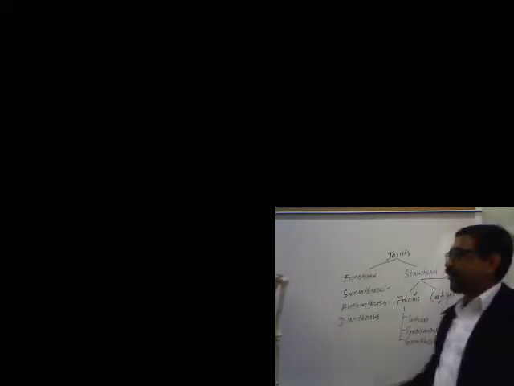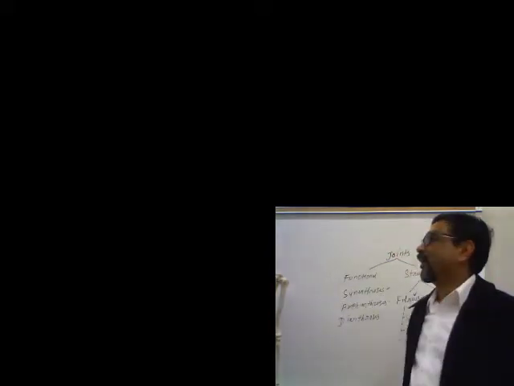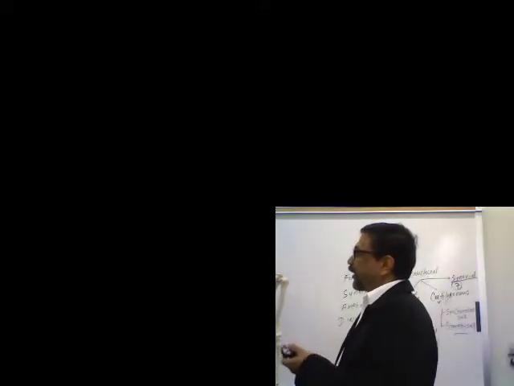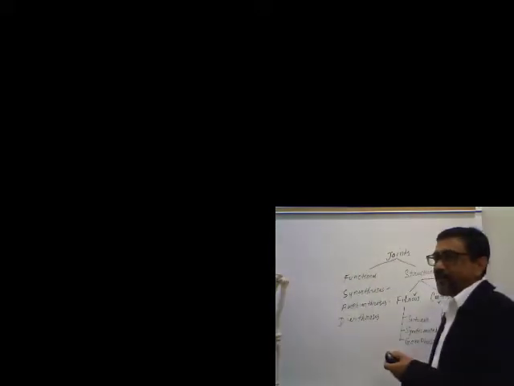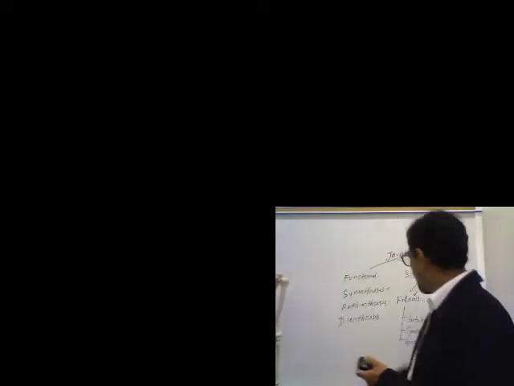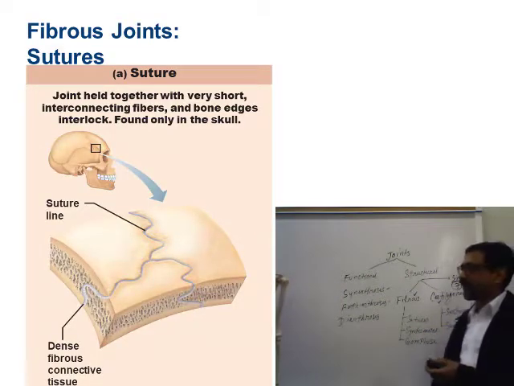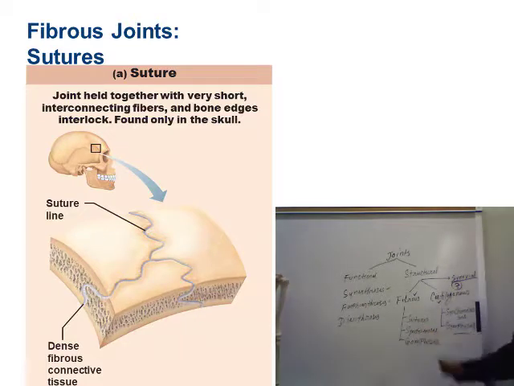Now let's see the examples. Okay, you see here fibrous joints, bones joined by dense fibrous connective tissue. That's why it is called fibrous. No joint cavity. There is no cavity in the joint. Usually synarthrotic, that means functionally usually immovable. Three types: sutures, syndesmosis and gomphosis. So let's see the example of these three.